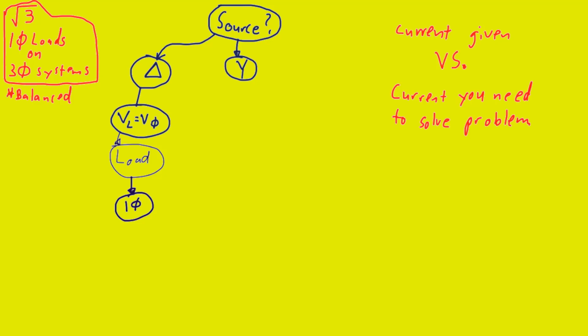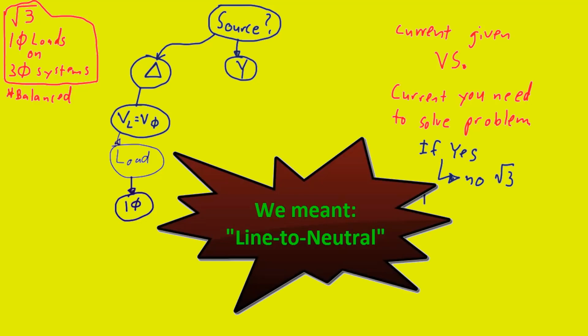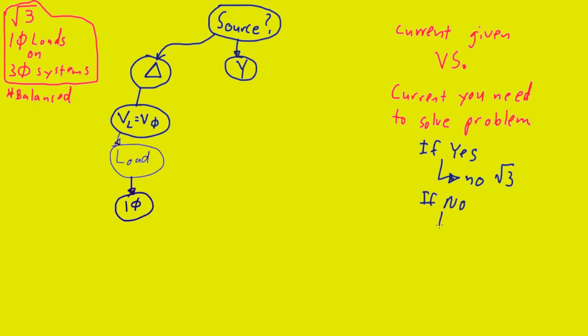And so if we can answer yes to that first question, which is, does the current given in the problem match the way the load is connected? If it's yes, and by that I mean if the load is connected line to line and you're provided with line current, then you know that the current given is the current you need to solve the problem in your final equation. Now what if it doesn't? What that means is, let's say the load was connected line to phase and you were given line current.